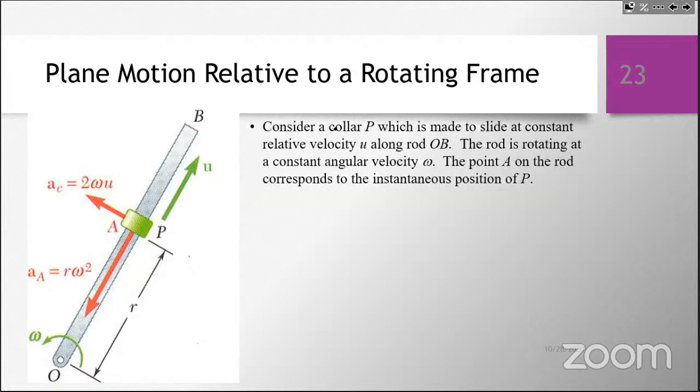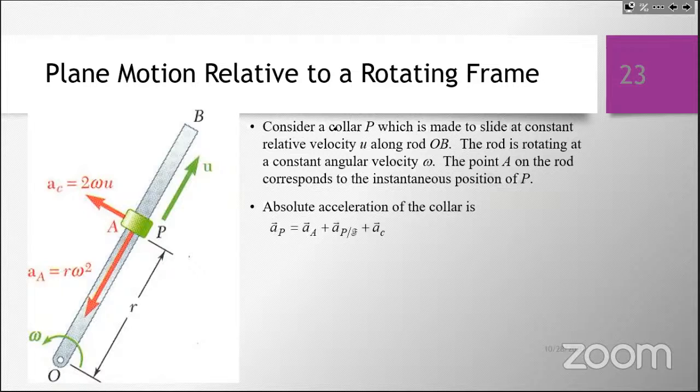So consider the collar P, which is made to slide at a constant relative velocity u. So we're saying that this u is the velocity of P along the bar. The rod is rotating at a constant angular velocity omega, and the point A on the rod corresponds to the instantaneous position of P. So at this moment, the collar P is at A. We want to find the absolute acceleration of the collar.